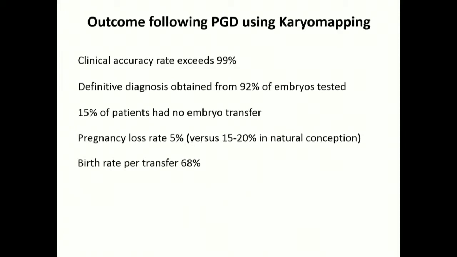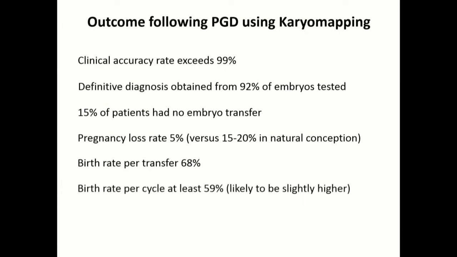So if a normal embryo is discovered, the chances of it producing a healthy, unaffected child are really very good. Per cycle, it's about 60%. That's taking into account that some patients get no embryo transfers. It's actually likely to be a little higher than that. That's because some patients have more than one unaffected embryo. So they'll transfer one and freeze the other unaffected embryo.